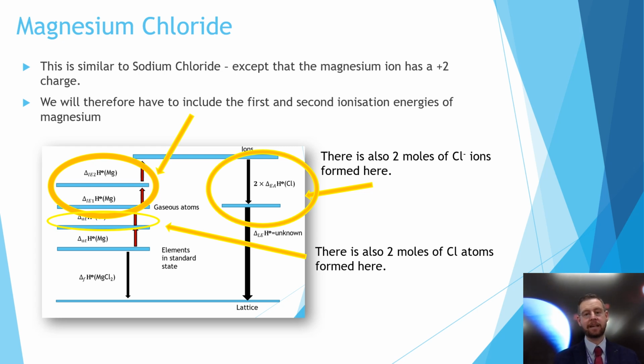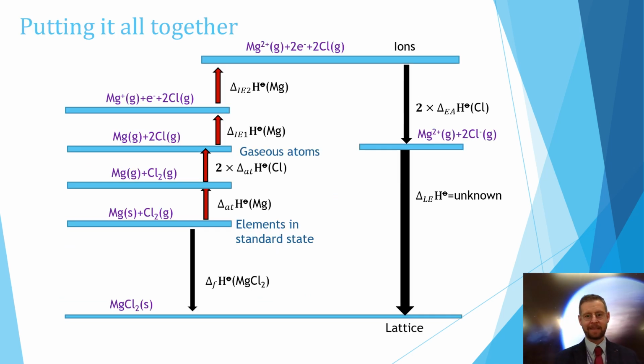So let's have a look at this in a little bit more detail. These are the places where there has been changes, so we will go and focus on these areas. And here it is. Isn't it wonderful? Okay, starting bottom left, and we'll go clockwise. So at the very bottom, we have a lattice of magnesium chloride. And you can see that above that, we have magnesium in its solid state and chlorine in its gaseous state. They're the elements in their standard state. And we have that enthalpy change of formation taking us down there.